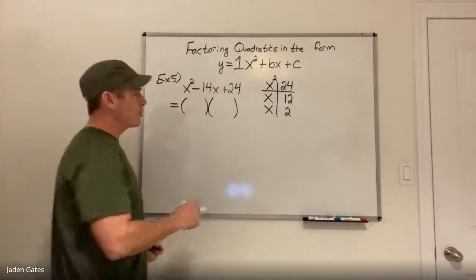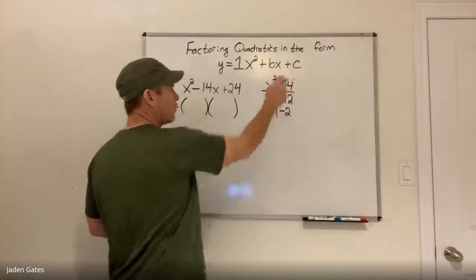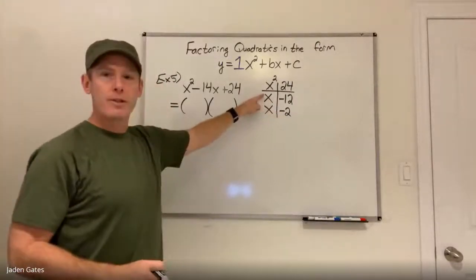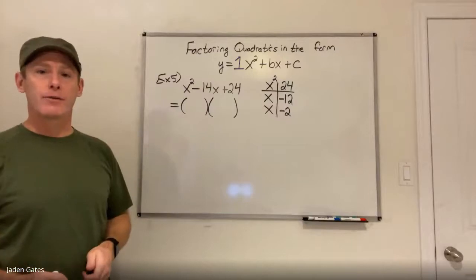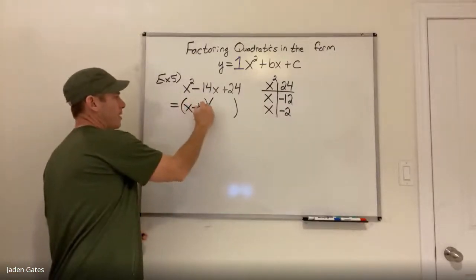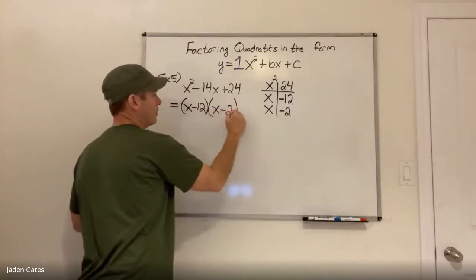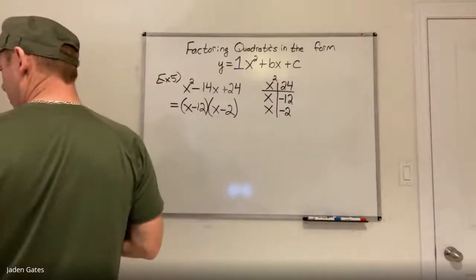So here's what I'm going to do. If I make these both negative, negative times a negative will still give me 24. Now I have minus 2x's, minus 12x's. That gives me my minus 14x. And so I have an x minus 12, and going across, I have an x minus 2. And there it is, factored. All right, one more of those.